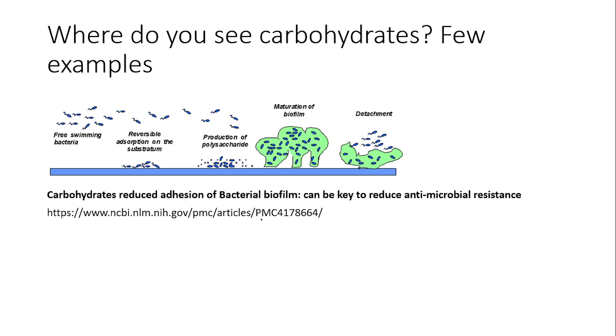So where do you see carbohydrates? Some other areas: bacteria which form biofilms, the biofilm is predominantly formed of polysaccharide. So that is again a carbohydrate. And if you remove the polysaccharide film, you can destroy the bacteria from the surfaces. So this biofilm formation is a major mechanism of antimicrobial resistance. So destroying biofilms is one of the objectives of antimicrobial research.